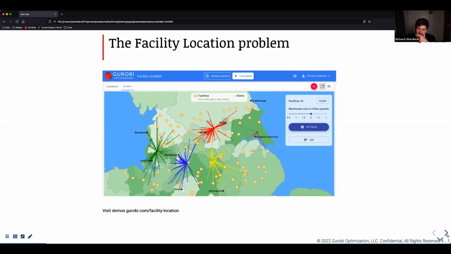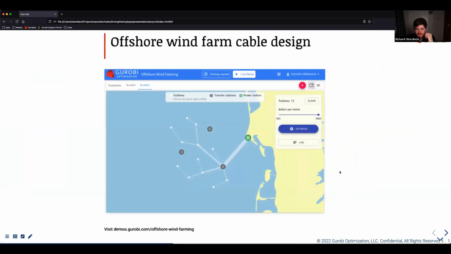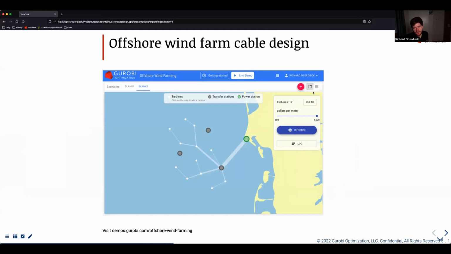So this was the facility location problem that we just saw, and now we're going to go to an application that is very dear to my heart because I worked on it for 3 years. In my previous job, I was a software developer for optimization applications at an offshore wind company, and this was one of the problems that I was working on.